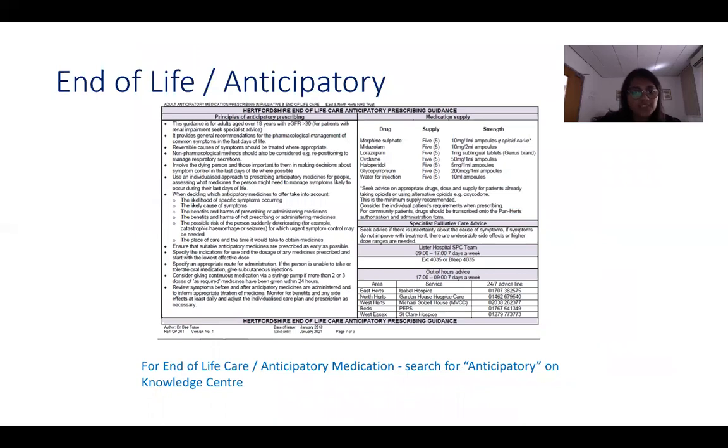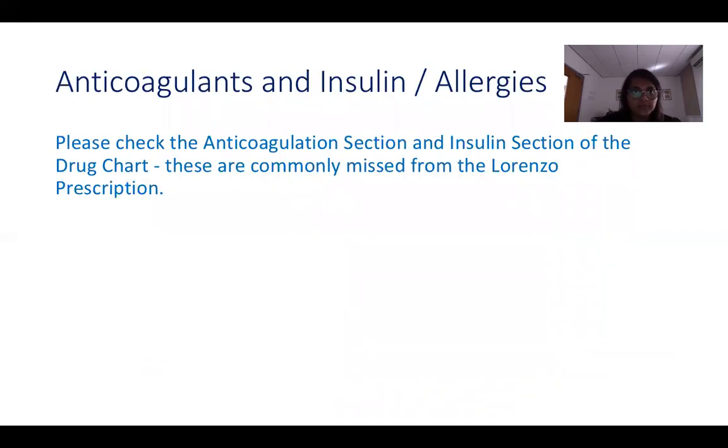End of life medication. So this is on the Knowledge Centre. If you just type in anticipatory, it comes up. And I actually have a screenshot of this on my phone. It's very helpful. Basically, when you're doing it on the TTO, it tells you, you can see on the right hand side here, it tells you the drug, how much you supply, and the strength that you need to supply. So when you're selecting which strength on Lorenzo, it's useful to have that to hand, and you always supply 5 ampules. But that's all on the Knowledge Centre, so have a look through that as well.